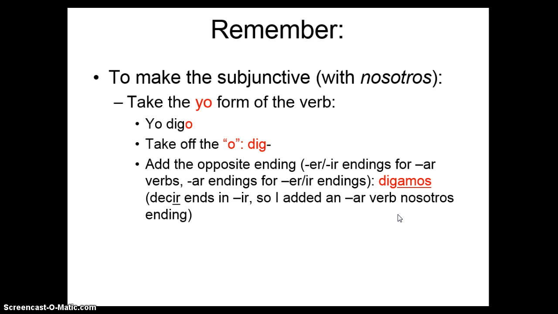Remember that to make subjunctive with nosotros, we take the yo form of our verb, for example, yo digo. We take off the o on digo, so we end up with dig, and we add the opposite ending. So for er/ir verbs, we're going to add an ar ending. For ar verbs, we're going to add er/ir endings. In this case, decir is an ir verb normally, so we're going to add an ar verb nosotros ending, digamos.